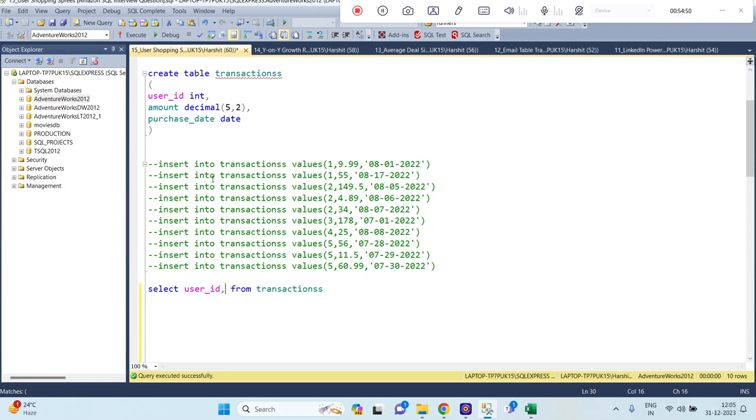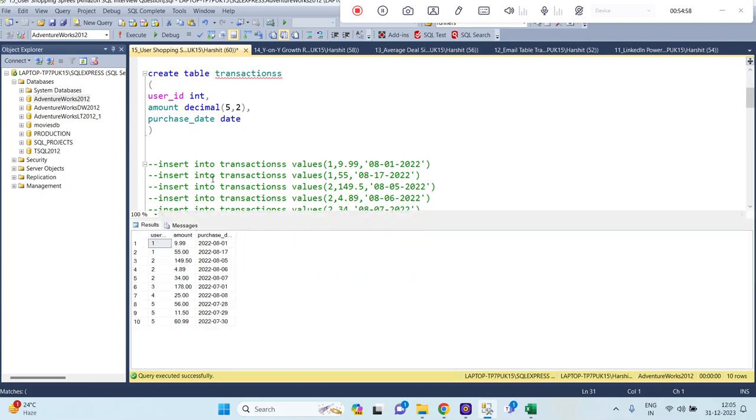Okay, let me not take the amount. How can we write the solution for this? 2 and 5 will be our answer, user ID 2 and 5. That is our requirement. Now, how can we get it?